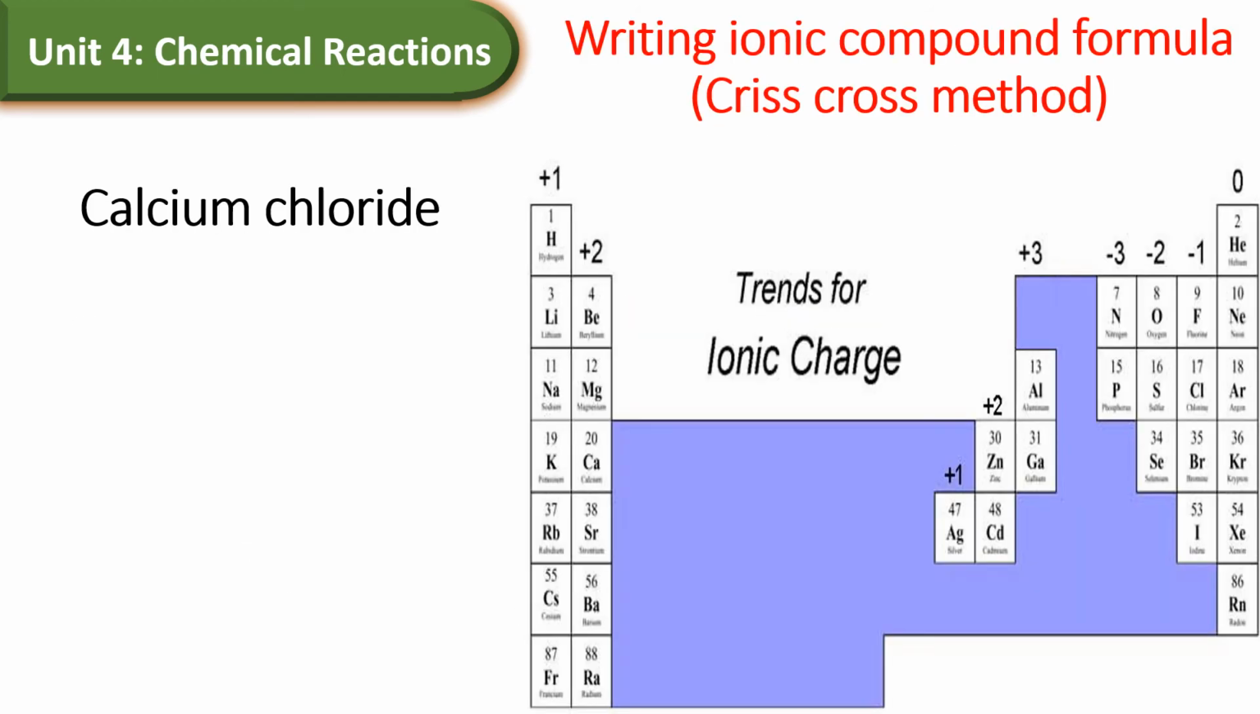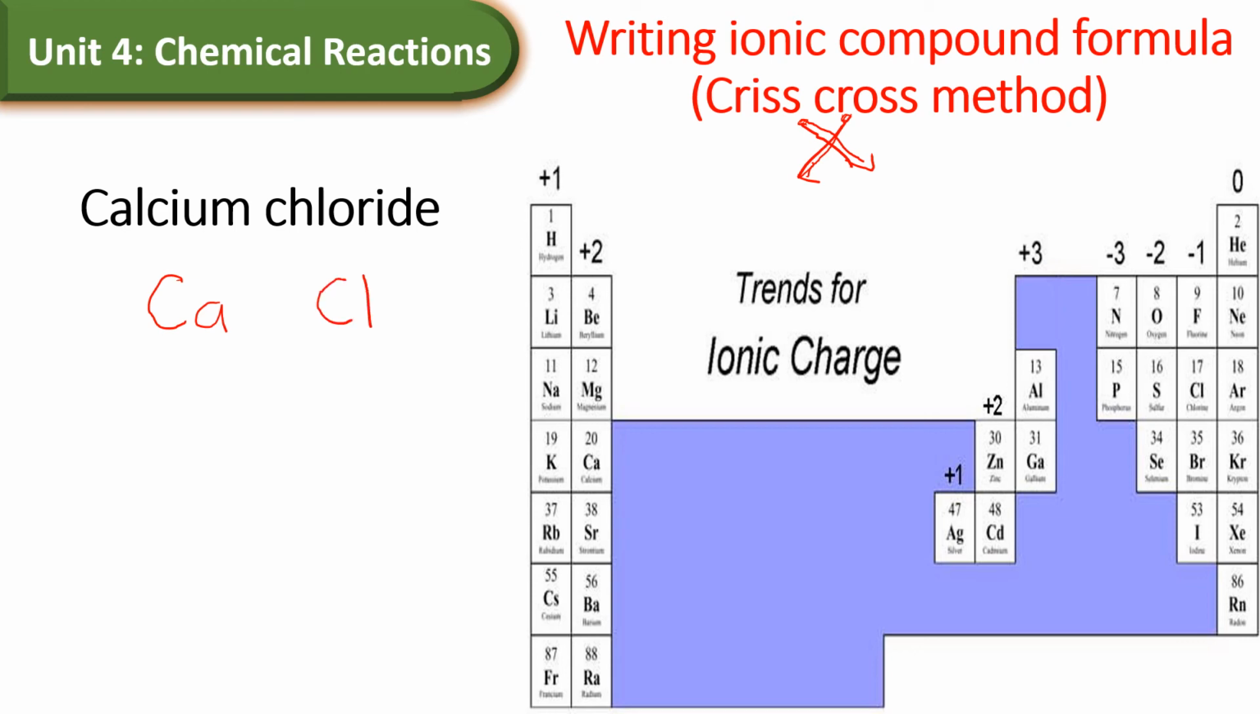Okay, now let's learn about writing. This time you will write the compound formula, using the crisscross method. The crisscross method is like this. From this point, it will go to this point, and this point will go to this point. So, calcium chloride. First, you have to write the element symbol. Calcium. Next, chloride is from the element chlorine.